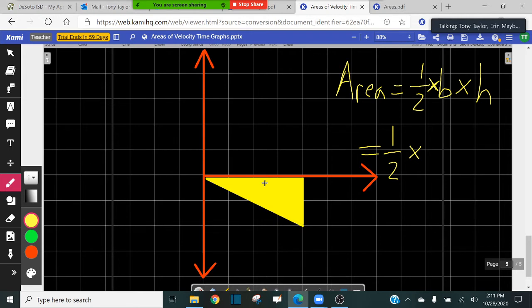So you said the base is 4? Yeah, the base is 4. Does everybody see why the base is 4? Guys, just look at your grids. Here's 4 units, and my height is what someone said earlier.